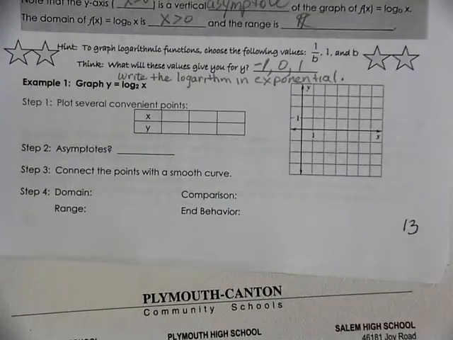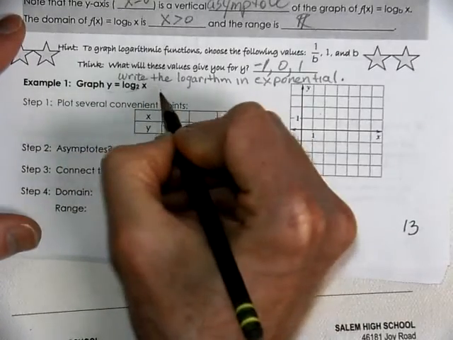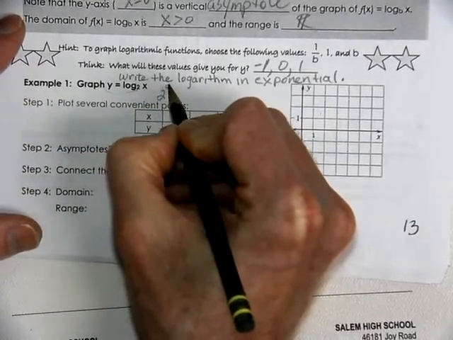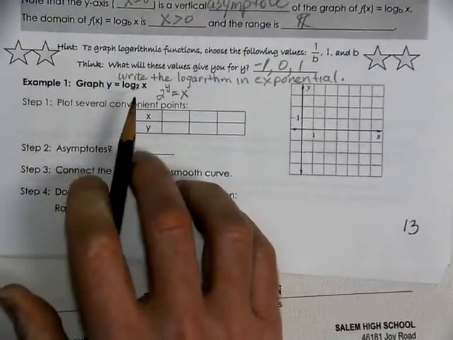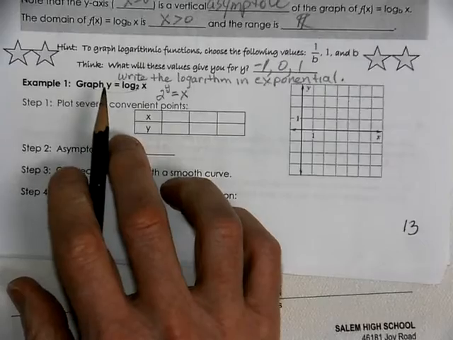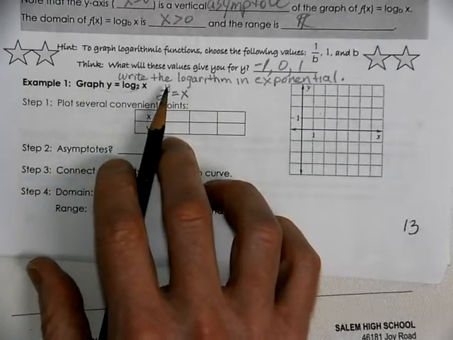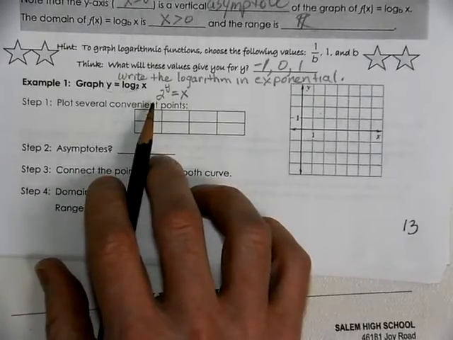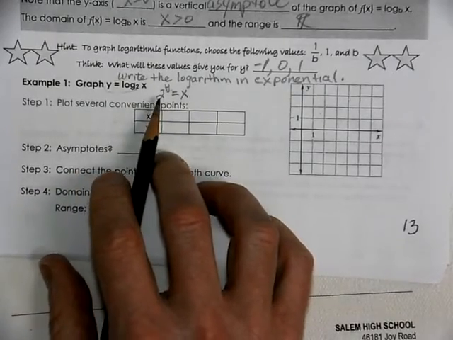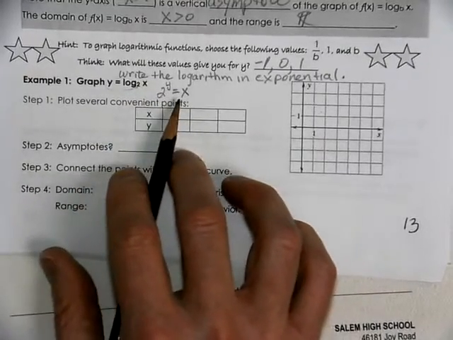So if we write the logarithm in exponential form, that would look like 2 to the y power equals x. Remember, a logarithm always equals the exponent. So that's why the y is the exponent. The 2 would be the base, of course. And in exponential form, the x is what the exponential equals.